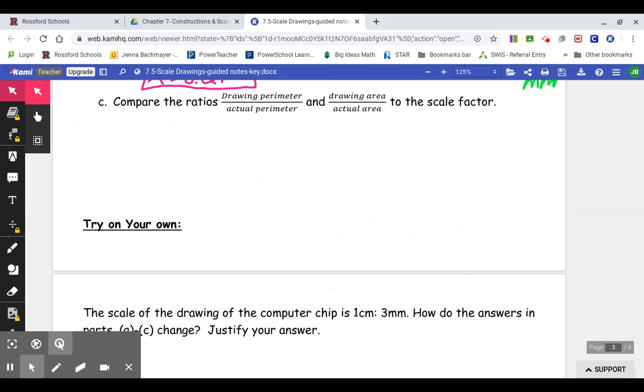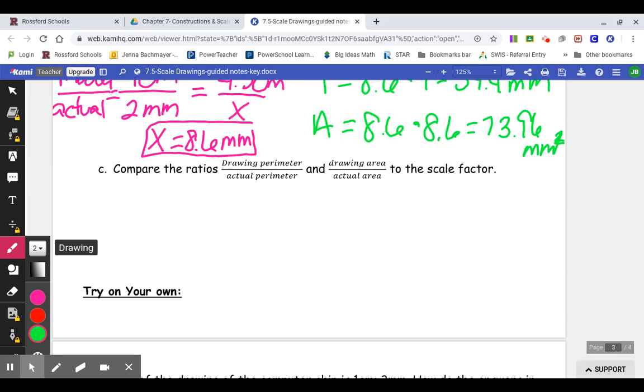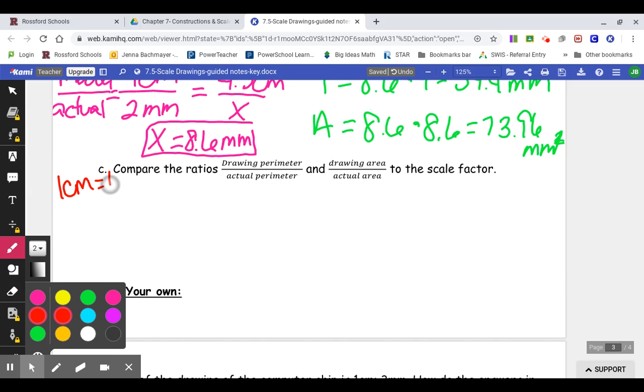All right, so let's look at letter C. We are going to compare the ratios: the drawing perimeter to the actual perimeter, and drawing area to actual area, to the scale factor. So we're going to create a scale factor for these. One thing we have to remember about using centimeters is that 1 centimeter equals 10 millimeters. So when we get to a scale factor, we're going to have no units.